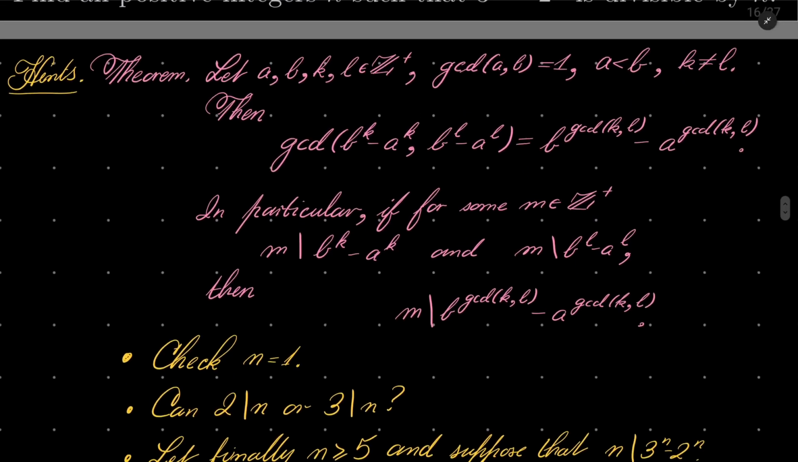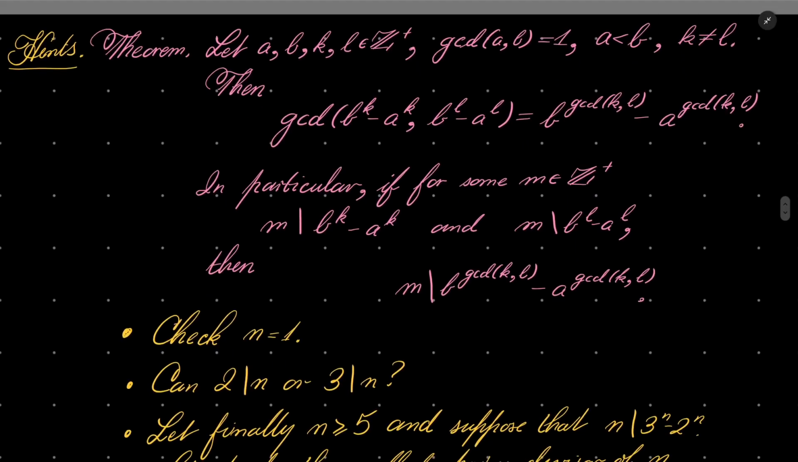The heart of this reasoning is the following well-known theorem, which says that if a, b, k, and l are positive integers, and if a and b are co-prime, a is less than b, and k and l are distinct integers, then the GCD of b to the power of k minus a to the power of k and b to the power of l minus a to the power of l equals, in fact, b to the power GCD of k and l minus a to the power GCD of k and l. It's a well-known fact from number theory.